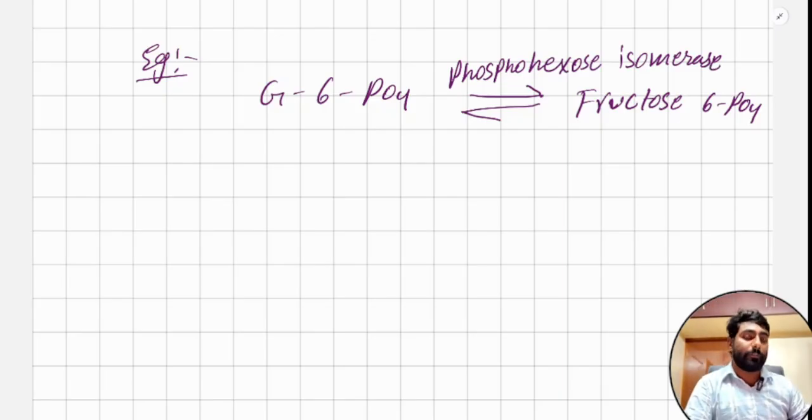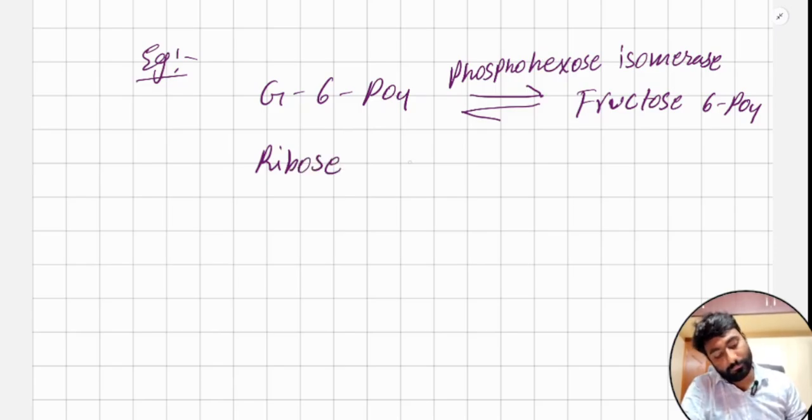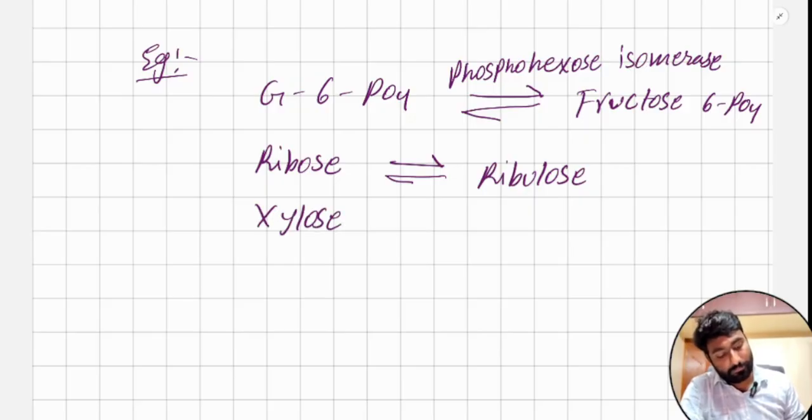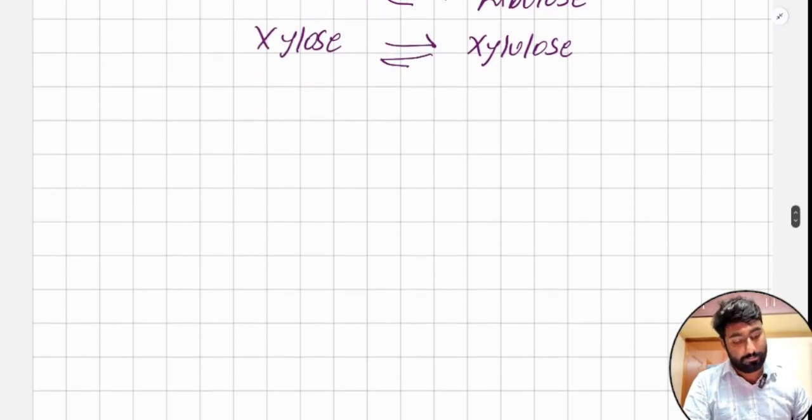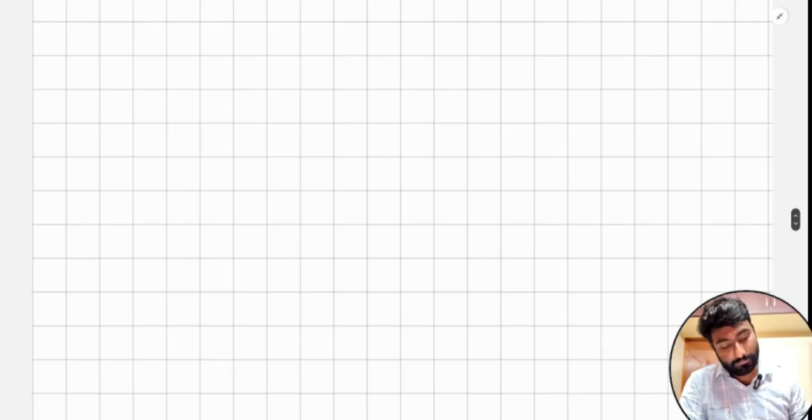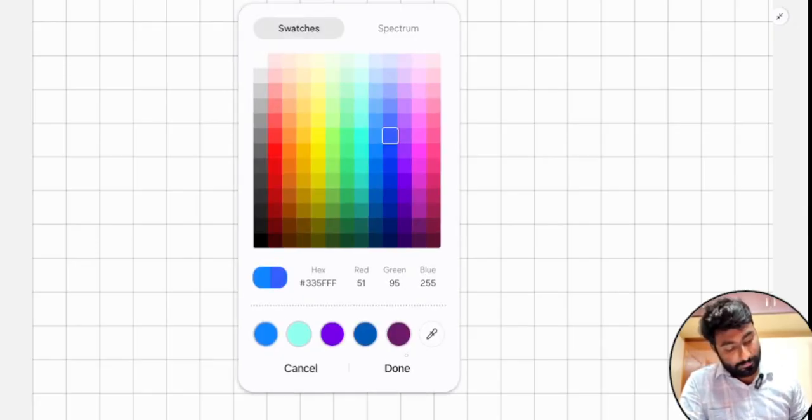In the same way, ribose will be reversibly interconvertible into ribulose, and xylose into xylulose. All these three require isomerases as enzymes. Okay, now we'll go with stereoisomerism.